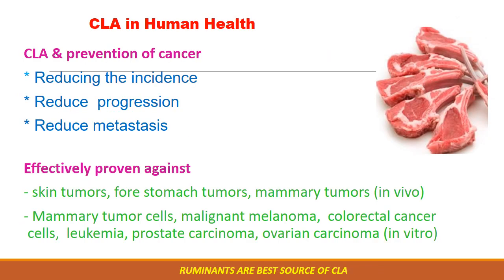Here you will see conjugated linoleic acid, CLA, and its role in human health. I have mentioned earlier, CLA is proven to prevent cancer by reducing the incidence of cancer, by reducing the progress of cancer, and also it can reduce metastasis. So there are a lot of reports and proof that CLA effectively works against cancer, especially in case of skin tumors, forestomach tumors, mammary tumors. Similarly, mammary tumor cells, malignant melanoma and colorectal cancer cells, leukemia, prostate carcinoma, ovarian carcinoma. So these are the evidences available in the reports about the role of conjugated linoleic acid against cancer, and it has many other functional roles in human health. And ruminant origin meat or even milk is a very good source of conjugated linoleic acid.